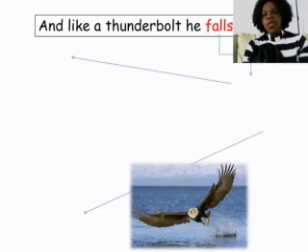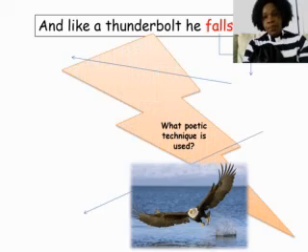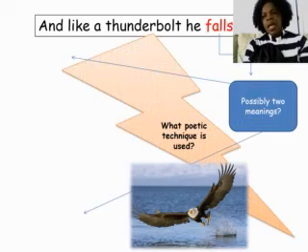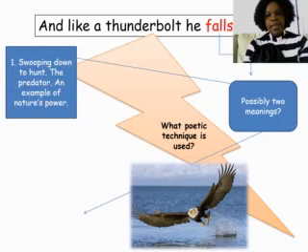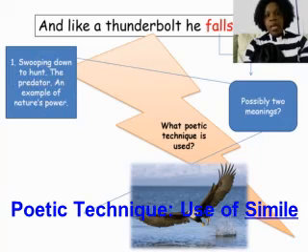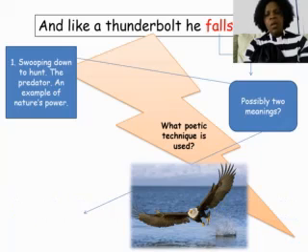And like a thunderbolt he falls. What poetic technique is used? And the second question is, can we possibly have 2 meanings? Let's drill down and see. So first, he's swooping down to hunt. We talked about him being the predator. I'm calling the eagle him because of that pronoun he, right? So we're really using all the clues the poet has given us.